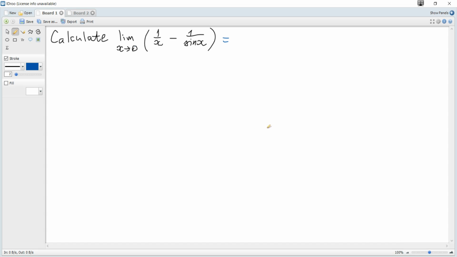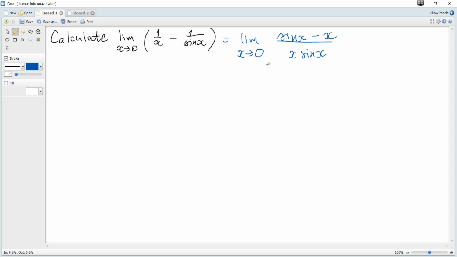And we actually know only one rule for all problems, it's L'Hopital's rule, but to apply it, this function must be of the form 0 over 0 or infinity over infinity. And we can see that we can make a common denominator and get the limit as x tends to 0 of (sine of x minus x) over (x sine of x).